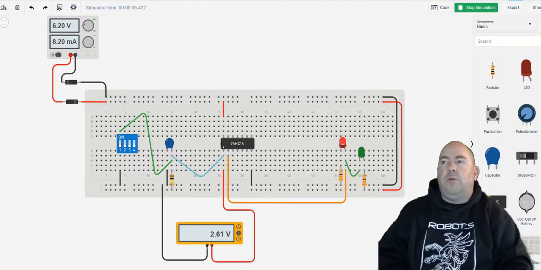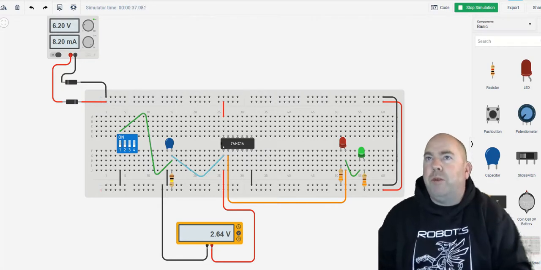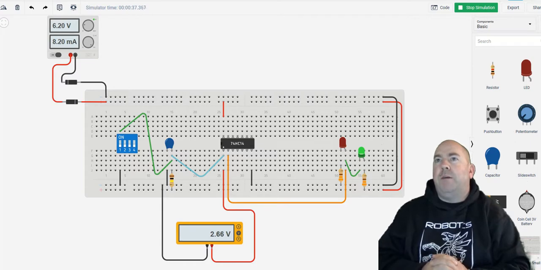It's 2.6. Anytime now, it's probably going to go. There we go. Okay, about 2.63 is when it switched, and that was about 36 seconds of actual elapsed time. That is pretty true to what we see in the actual lab if you wired this on your board as well. It does take quite a long time.